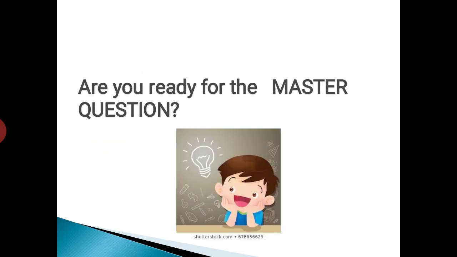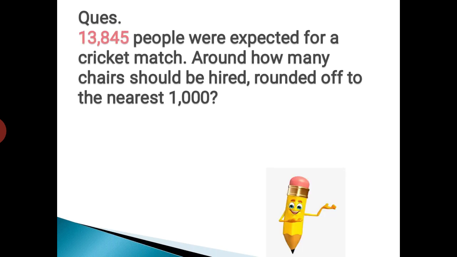So dear students, are you ready for the master question now? Here is the question. 13,845 people were expected for a cricket match. Around how many chairs should be hired, rounded off to the nearest 1,000? That means in this question we have to round off 13,845 to the nearest 1,000. We have done multiple examples in the previous slides.